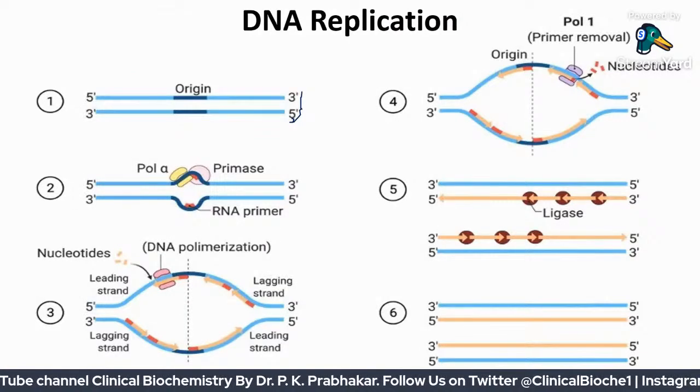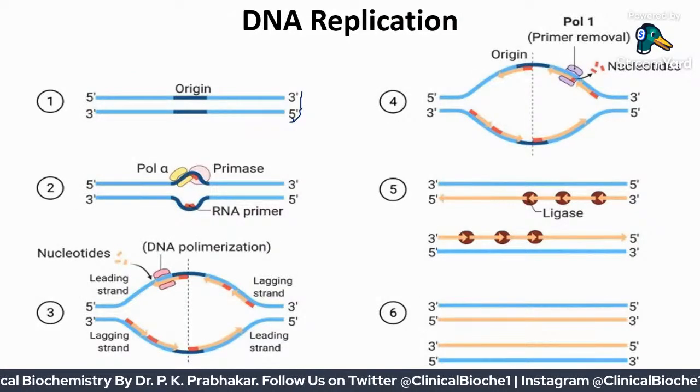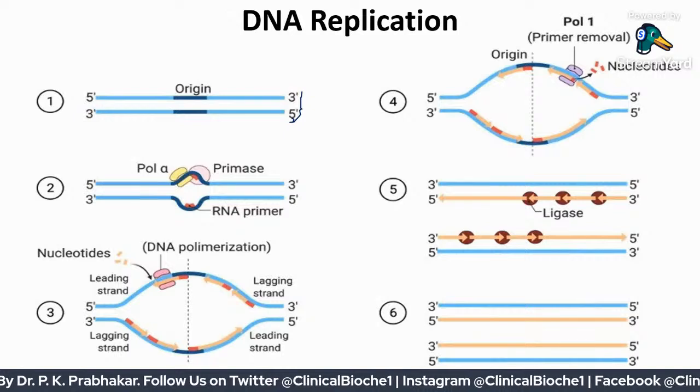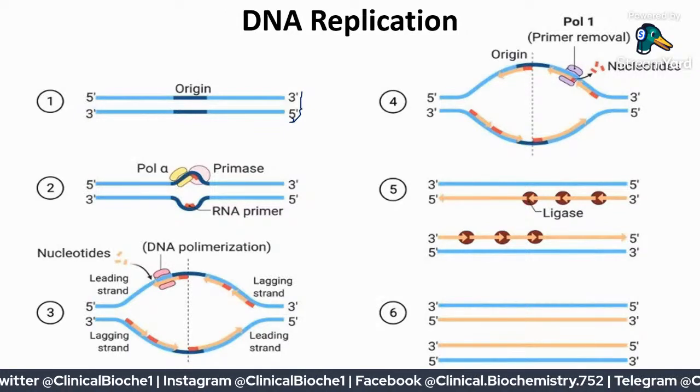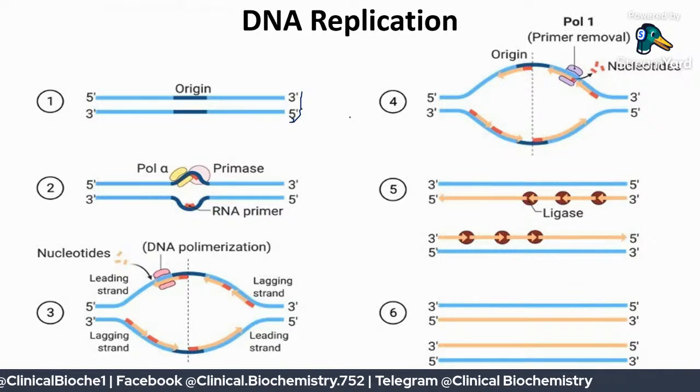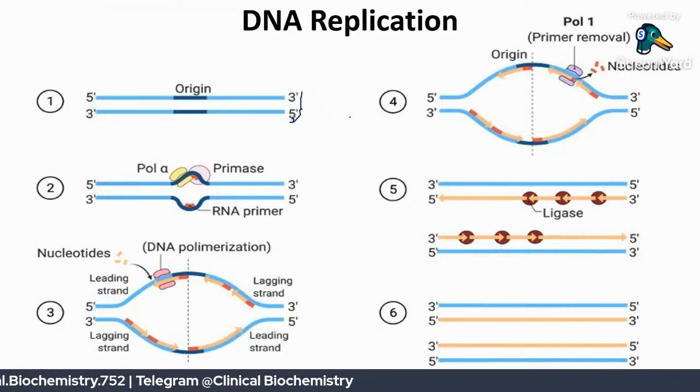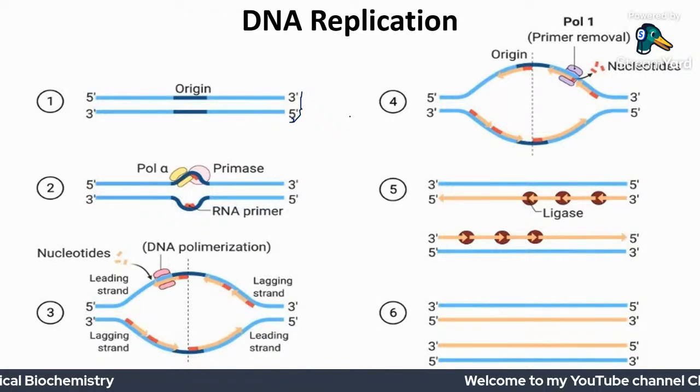So for this semi-conservative mode of replication, we are going to have an experiment. That experiment has been done by Meselson and Stahl, and that is nitrogen isotopes. They have used nitrogen 14 and nitrogen 15, and with the help of that one, we came to a conclusion that DNA replication is semi-conservative.